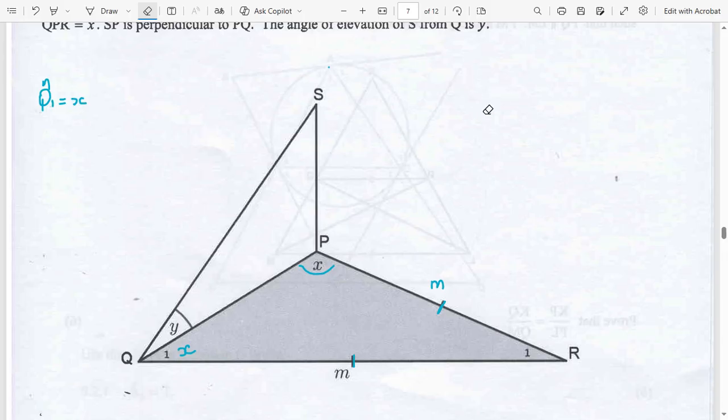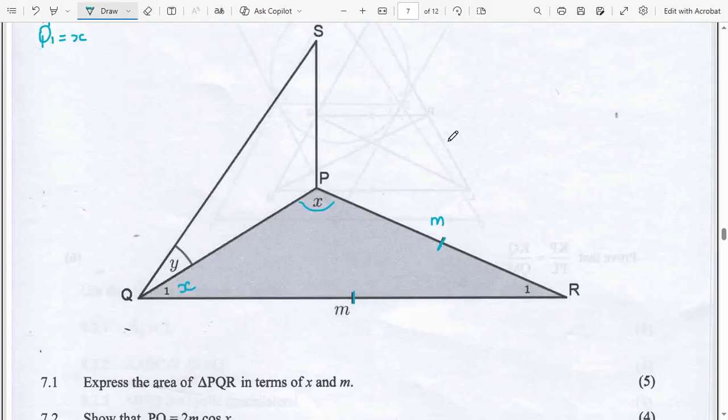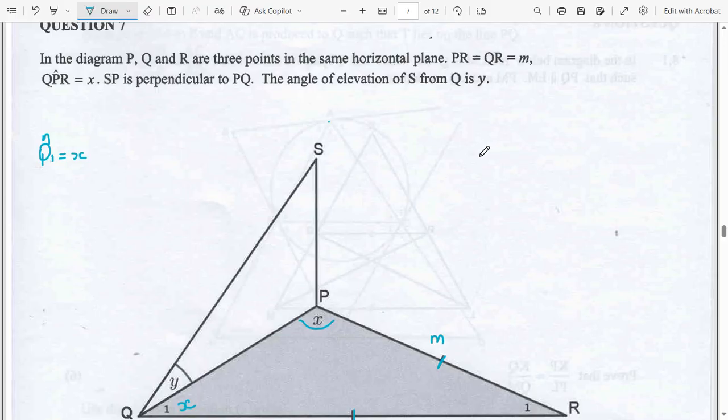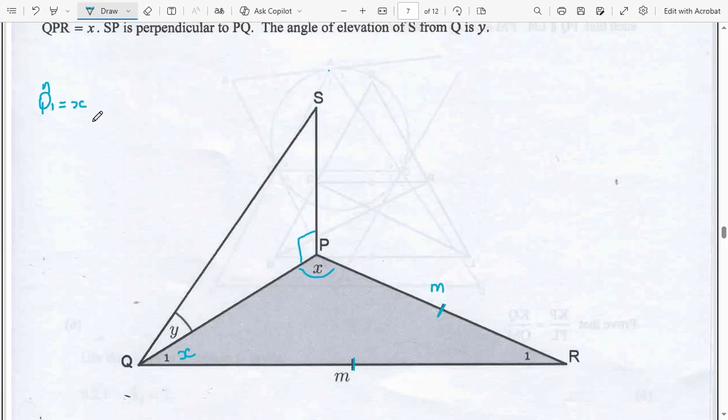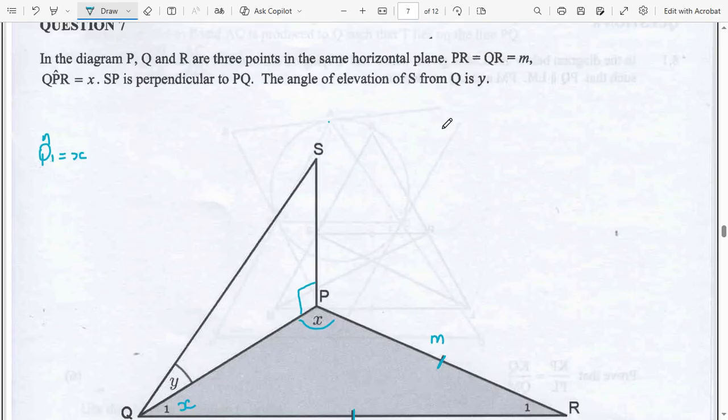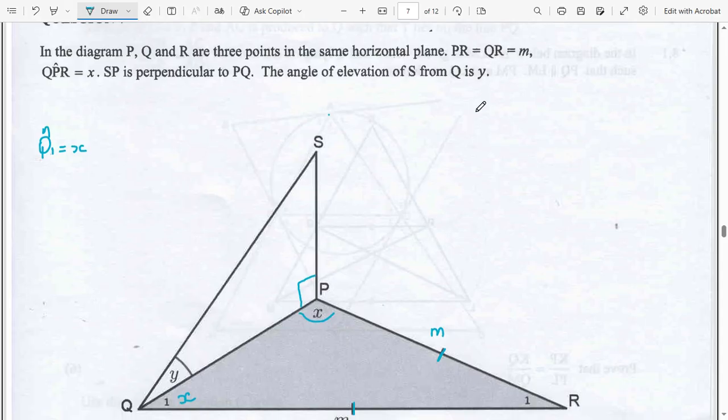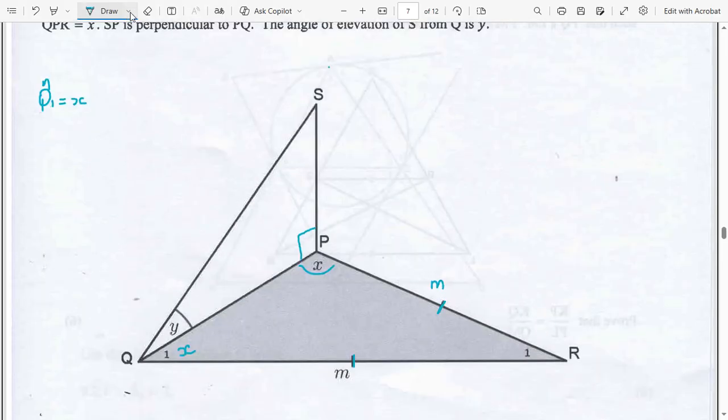So now what I'm going to do next, let me see what they say on the statement. SP is perpendicular to PQ. So SP is perpendicular to PQ. This is 90. So I'm going to indicate that by 90. The angle of elevation of X from Q is Y. We can see that from the diagram. Now, can we please answer the questions?